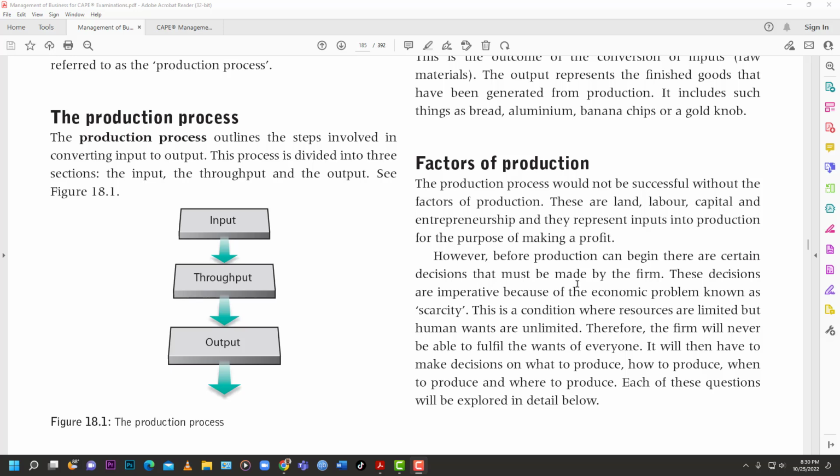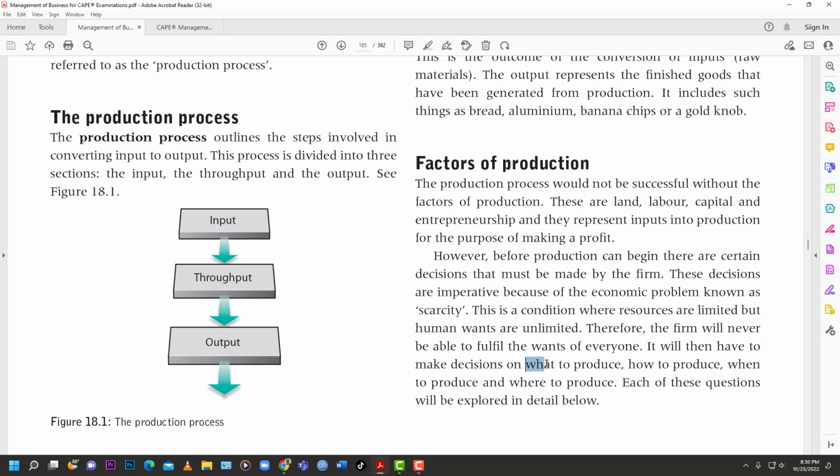And so you have to make choices. You have to prioritize certain things over others. You can't just do anything willy-nilly, because that means that you're wasting resources. You have to make smart, strategic choices as to what you produce, how you produce it, where you produce it. So those are the questions that scarcity forces us to answer as a firm.